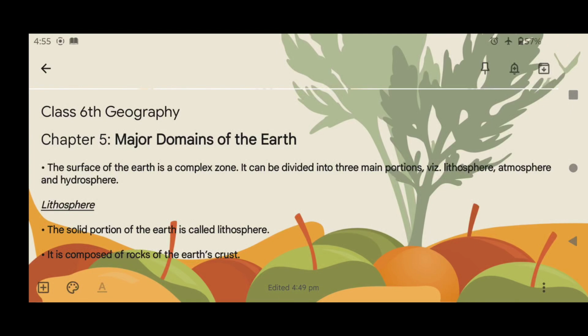Today we are going to read Class 6 Geography, Chapter 5, Major Domains of the Earth. The surface of the Earth is a very complex zone. It can be divided into three main portions, that is, lithosphere, atmosphere, and hydrosphere.